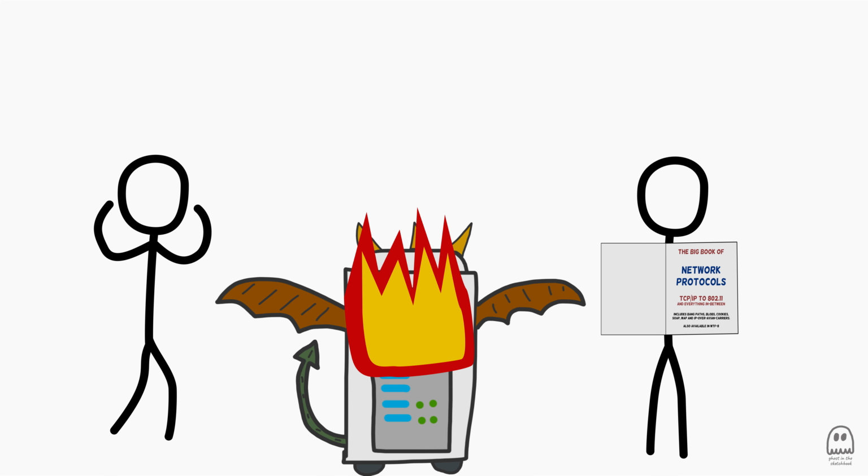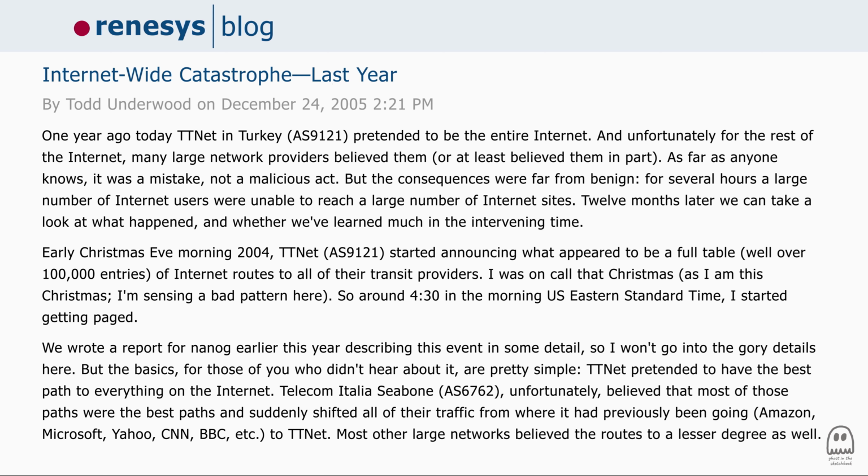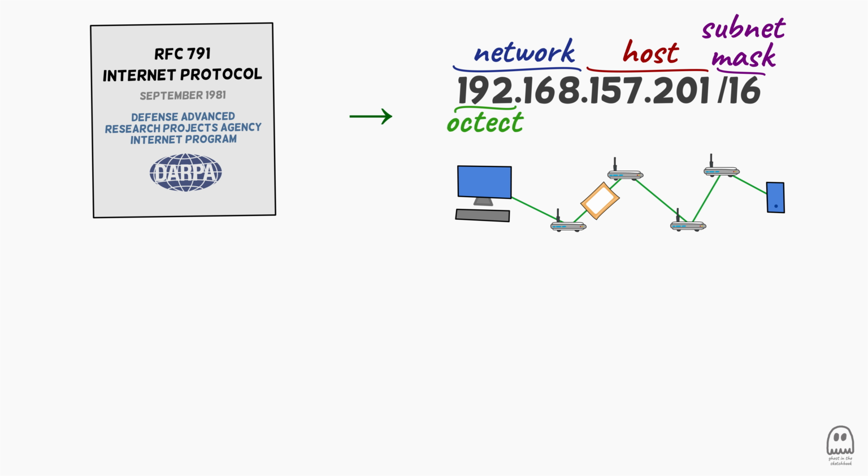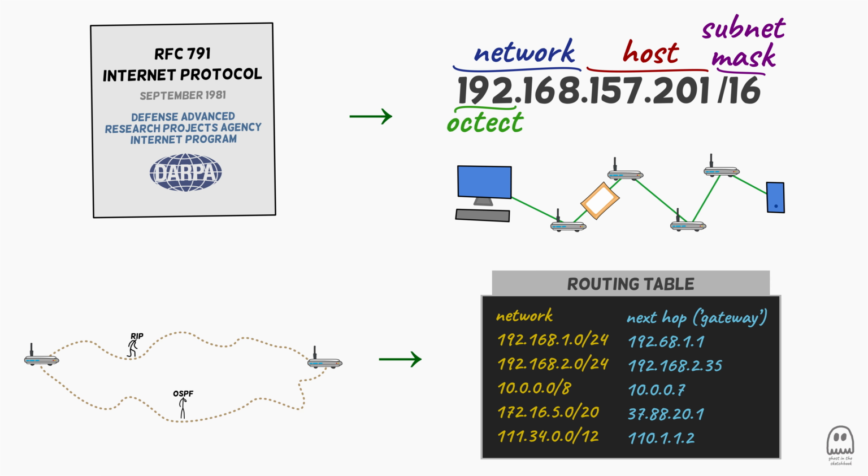BGP screw-ups aren't always malicious though, as Turkish ISP TTNet found out when a bad config accidentally made them the #1 destination for all internet traffic in Christmas Eve 2004. So Internet Protocol covers the addresses and routing protocols cover making the tables themselves. There's still quite a lot to do.